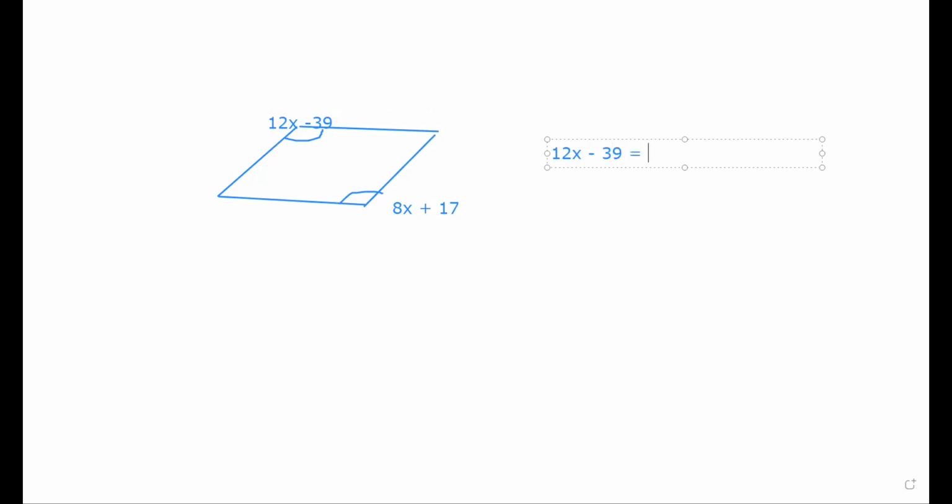12x minus 39 equals 8x plus 17. I'm going to subtract 8x from both sides, so my x terms are positive. Now I'm going to add 39.